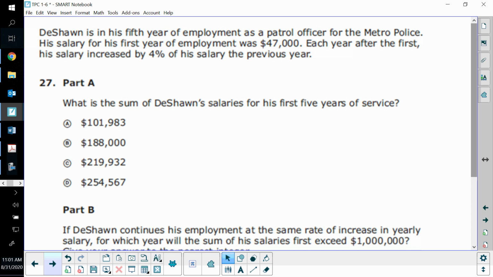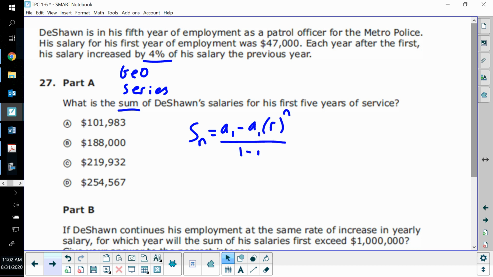So the first question we always want to ask in this unit is arithmetic or geometric? Whenever you're changing by a percent, that's automatically geometric. Because we want to find the sum of the first 5 years, that means we're going to do the geometric series formula. So we're going to have Sn equals A1 minus A1 times R to the n over 1 minus R. And again, that's right off your reference sheet. You can be having that out as we're doing these. We want to find the first 5 years, so we're doing S5.